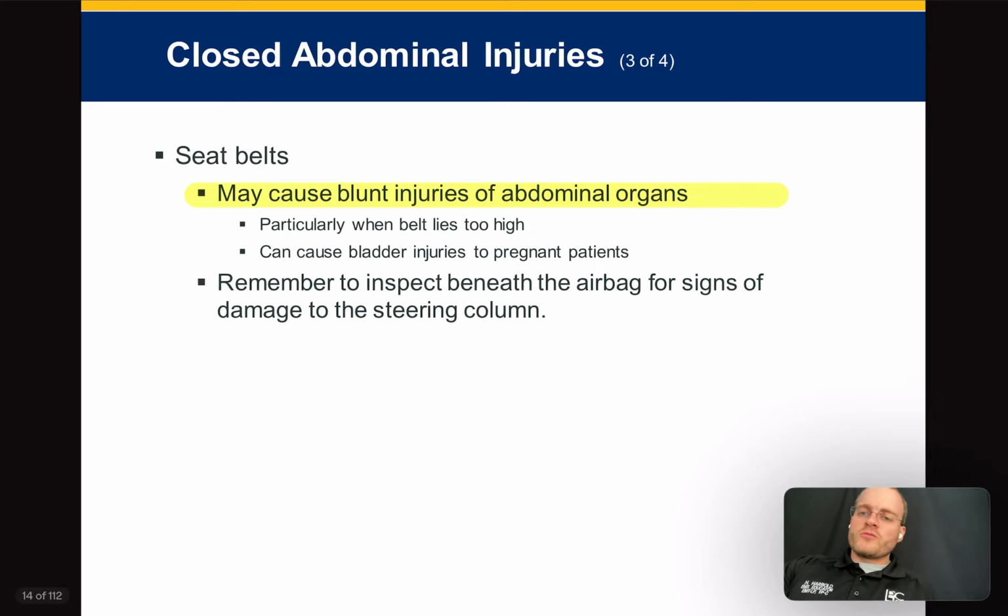We should remember to inspect beneath the airbag for signs of damage to the steering column. When airbags shoot out and deflate, they cover the lower part of the steering wheel. A good practice is to lift up that airbag and look at the steering wheel in its entirety and see, oh wow, the bottom half of the steering wheel has been bent in because the patient's lower abdomen hit that. You're going to have to lift the deflated airbag up and look.